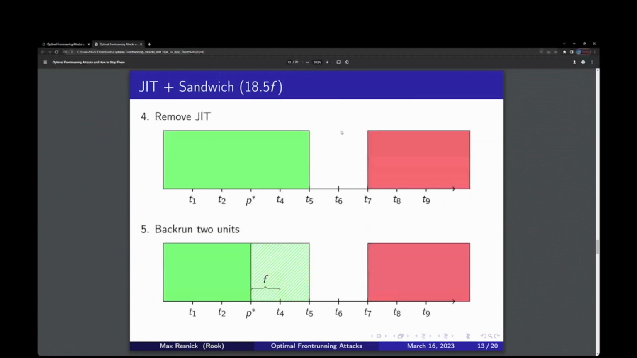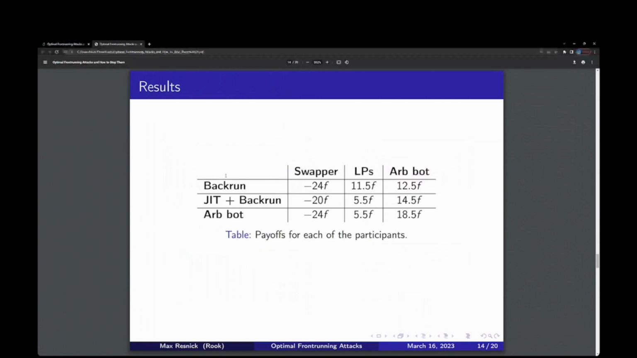And let me get to the bottom line here, which is what do the results of these 3 attacks look like? I said that the execution is the same in the background. Sorry, this one was supposed to be the JIT plus sandwich attack, so just think of the bottom one as the JIT plus sandwich attack. But anyway, in the JIT plus sandwich, we have minus 24F for the swapper, which is the same execution as the background because we're hitting the slippage tolerance exactly.